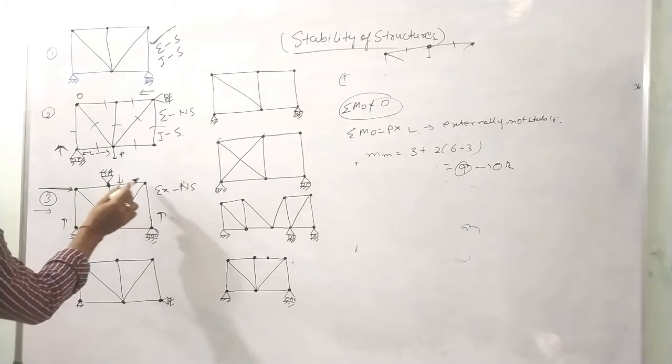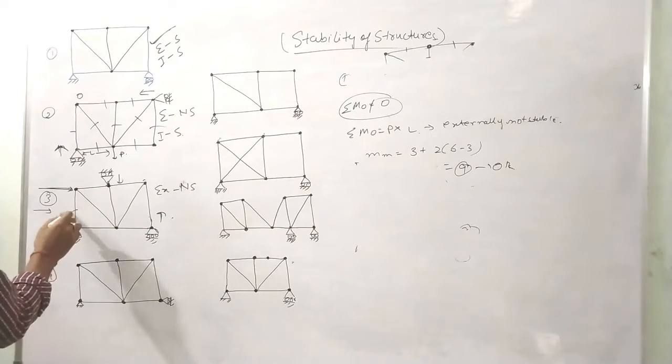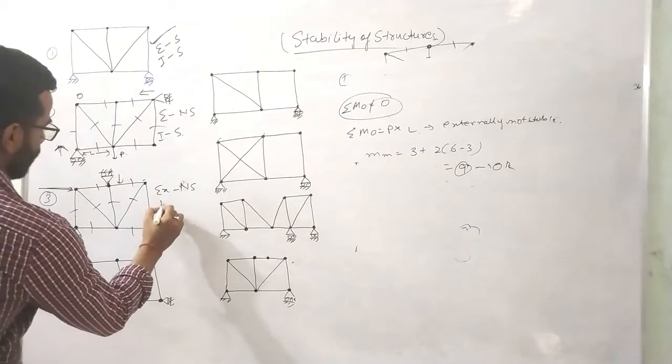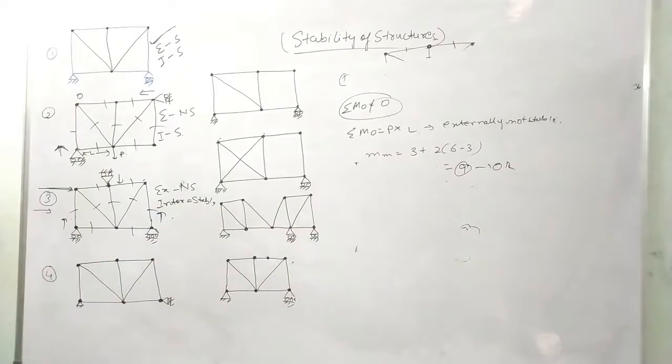How many joints? 1, 2, 3, 4, 5, 6. Six joints, so minimum members required is 9. So 1, 2, 3, 4, 5, 6, 7, 8, 9. So it is internally stable.